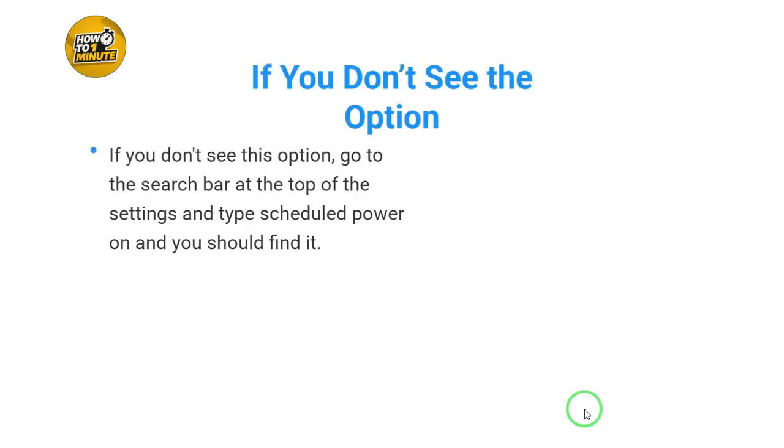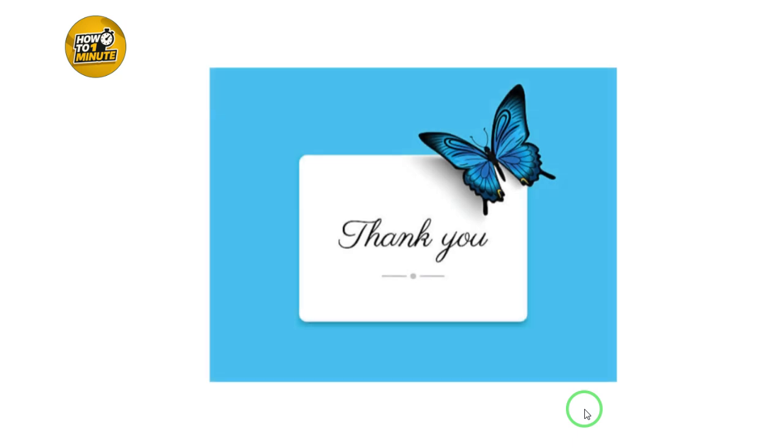If you don't see this option, go to the search bar at the top of the settings and type in Scheduled Power On, and you should find it. And that's it. That's how you can set a timer to turn off your phone on Android.